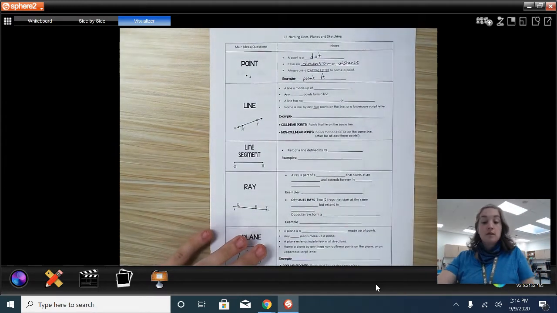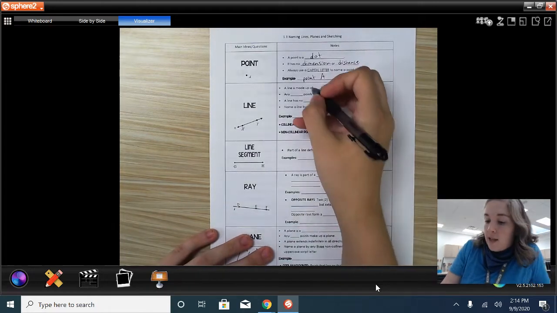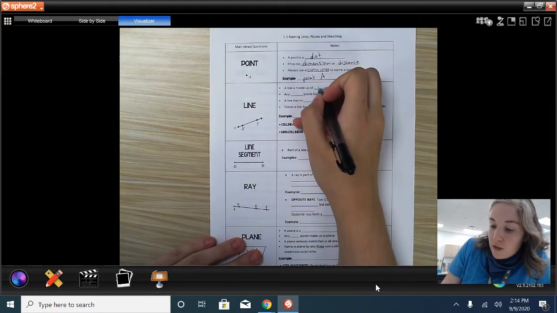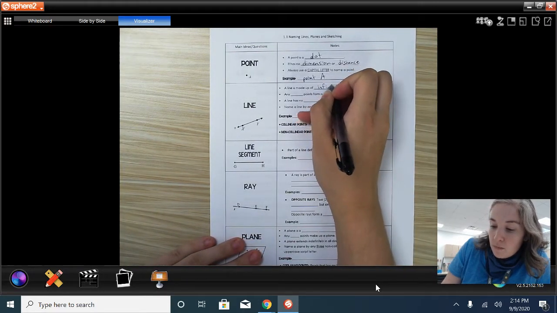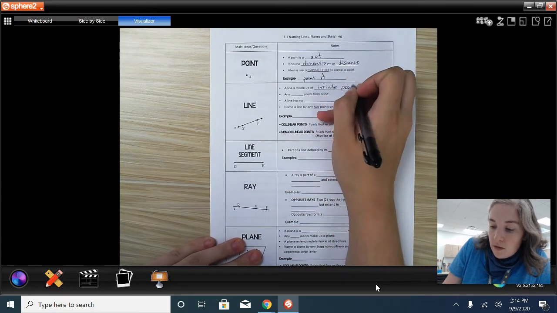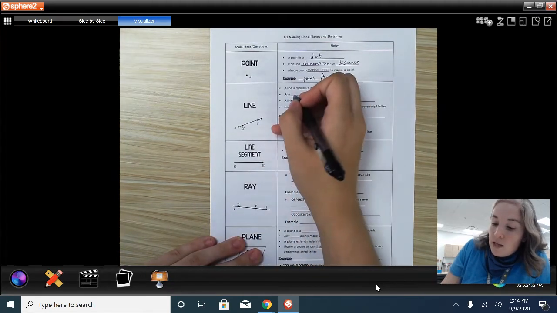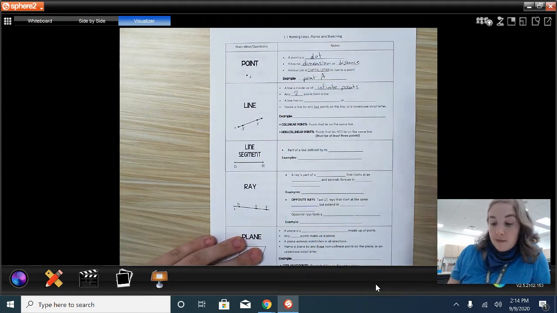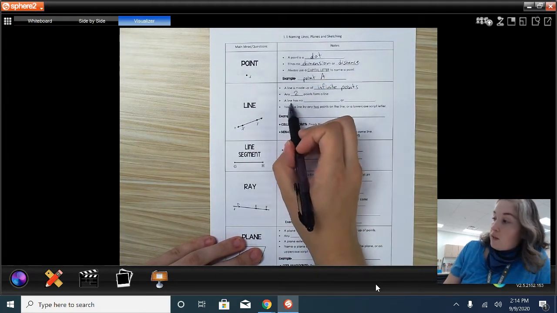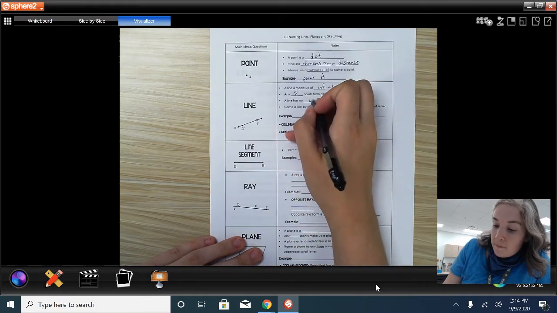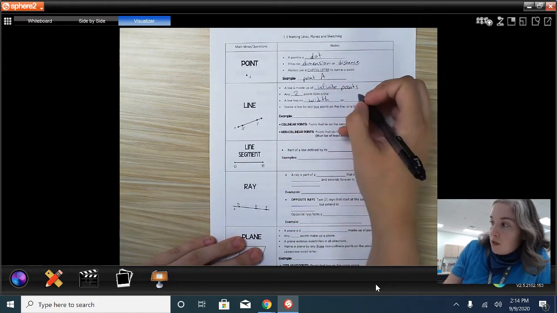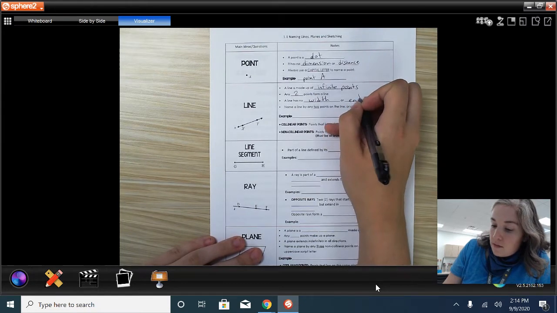Now, let's talk about a line. All right, a line is made up of infinite points. Any 2 points form a line. So a line has no width and it has no end.